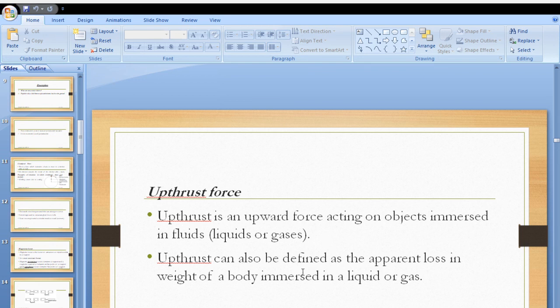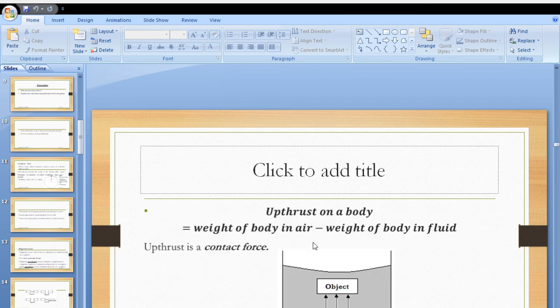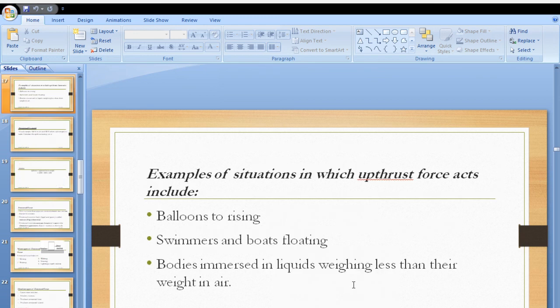Upthrust can also be defined as the apparent loss in weight of a body immersed in a liquid or a gas. Upthrust is calculated by weight of a body in air minus weight of a body in a fluid. We will see one example there. It's a contact force because the object must be in the fluid. Examples of situations in which upthrust force acts include balloons rising, swimmers and boats floating, and bodies immersed in liquids weighing less than their weight in air.